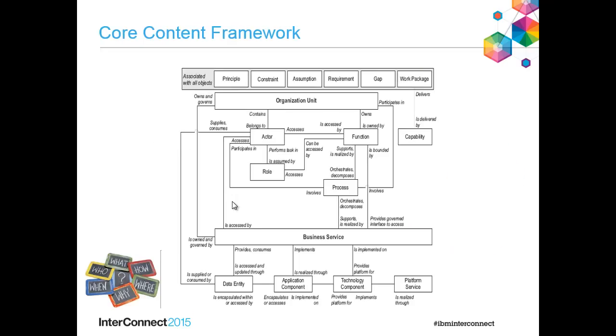And so here's the core content framework of TOGAF. It is essentially the head bone is connected to the neck bone is connected to the backbone of your organization. At the high level here you see capabilities related to work packages that deliver new capabilities to an organization, and these things here in the upper level are associated with everything in the metamodel of the organization. Business functions, business processes.